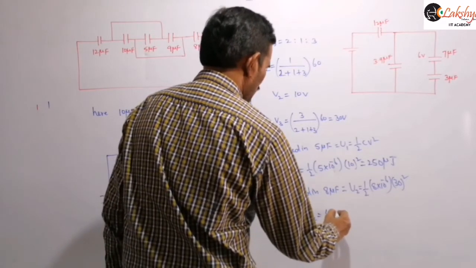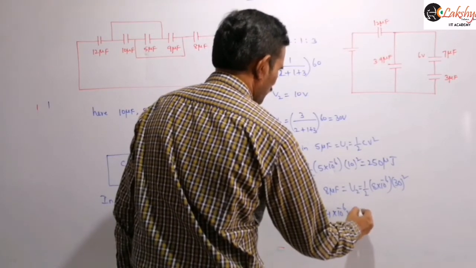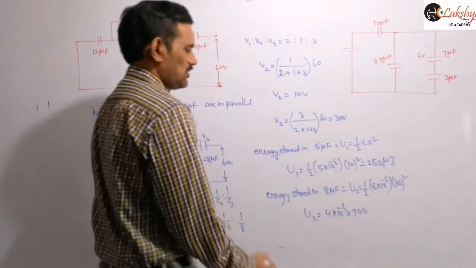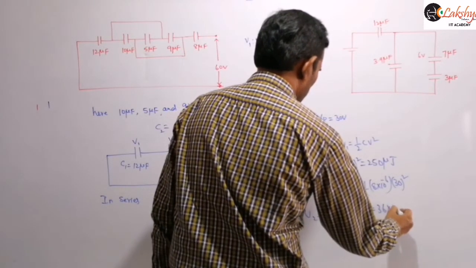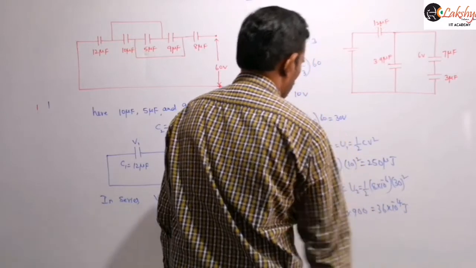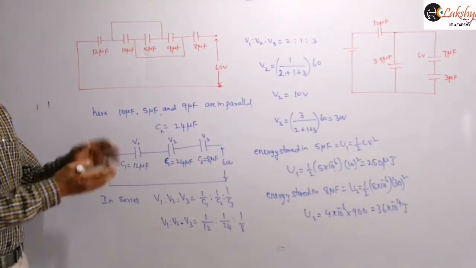4 into 10 power minus 6 into this is 900. So then you can write this as 36 into 10 power minus 4 joules, or 3600 microjoules you can write. So that is the calculation of this energy.